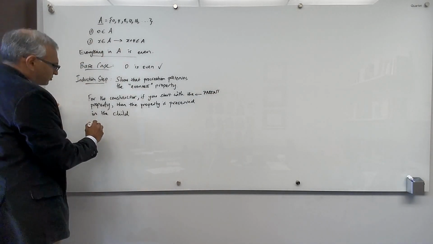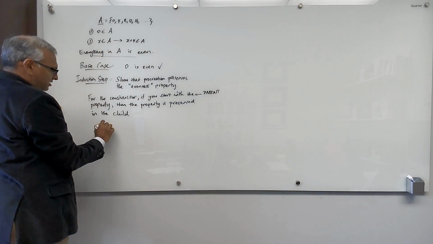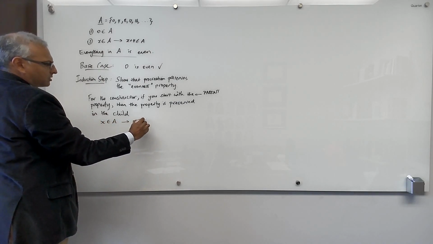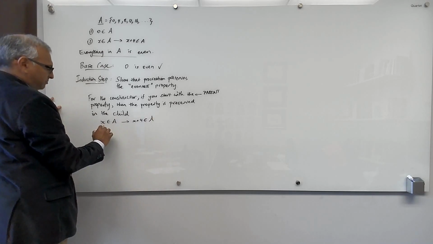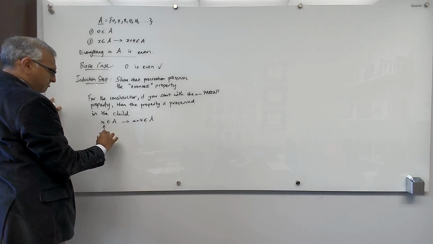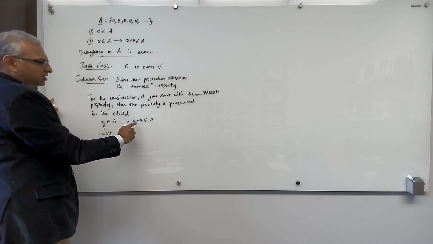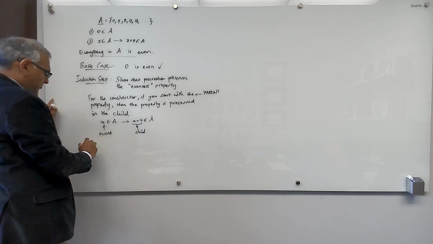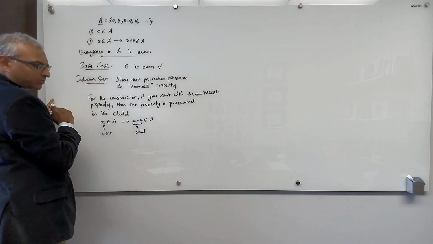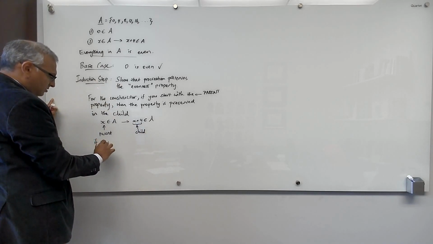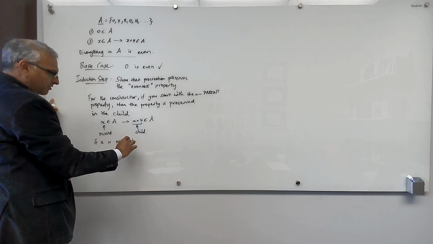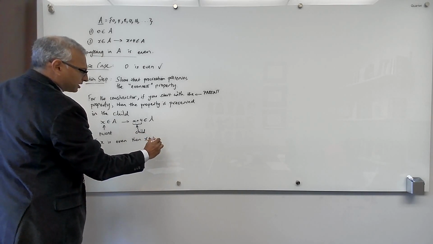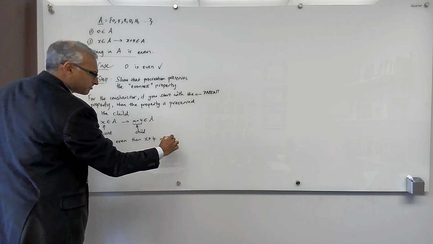So in the constructor rule, we have x in A implies x plus 4 is in A. x is the parent, and the new object that's created is x plus 4. This is the child. So we have to show that if the parent has the property, if x is even, then the child, x plus 4, is even.